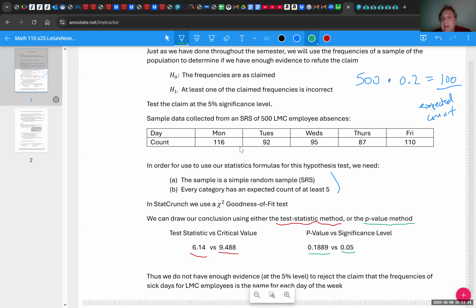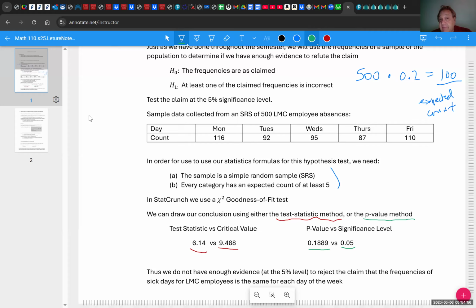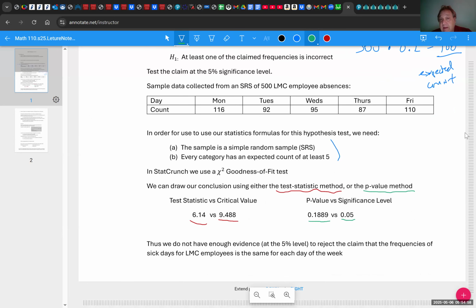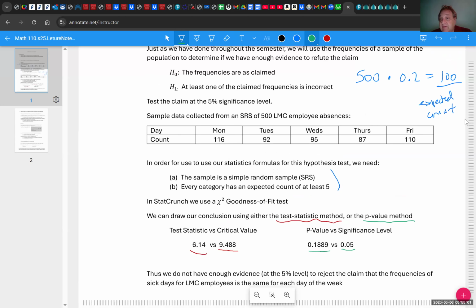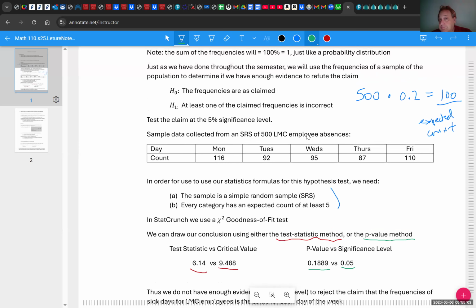So you flip a coin 10 times, you get 7 heads. Is that a significant number of heads out of 10 to say that the coin is a cheat, like weighted or somehow not true? Probably not, right? So even though you get a majority in one category, it may not be enough evidence to say that we can reject the null hypothesis. And that's the situation here, right? We don't have enough evidence to reject the claim that the sick days are the same pretty much every day of the week.